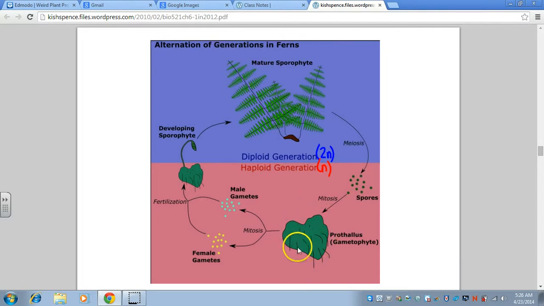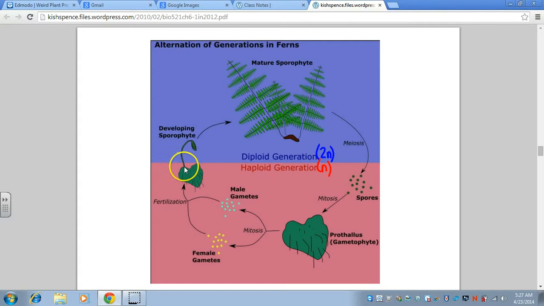And the gametophyte is kind of cool. It's heart-shaped, and we call it a prothallus, so it has a special name. On the gametophyte, there are male and female parts that will make gametes. That's why we call it the gametophyte generation. It will make the male gametes, which are sperm, and female gametes, which are eggs. Fertilization will happen, and again, we're going to look at this a little closer.